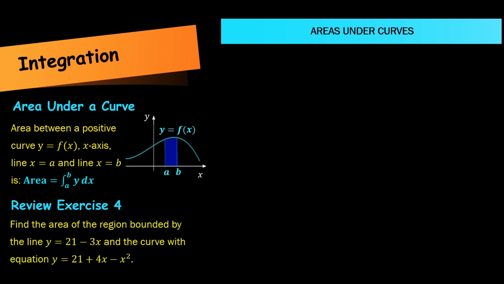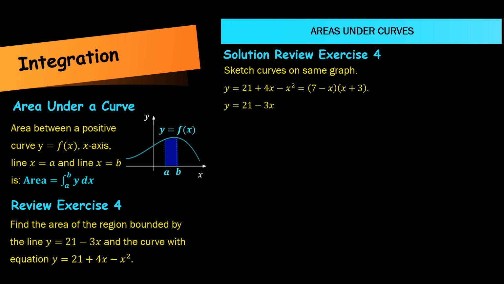Let's now take a look at review exercise 4. Find the area of the region bounded by the line y equals 21 minus 3x and the curve with equation y equals 21 plus 4x minus x squared. So let's solve this. We're going to begin by sketching the curves on the same graph. Notice that y equals the quadratic can be factorized to (7 minus x) times (x plus 3). This of course makes it much easier to plot.